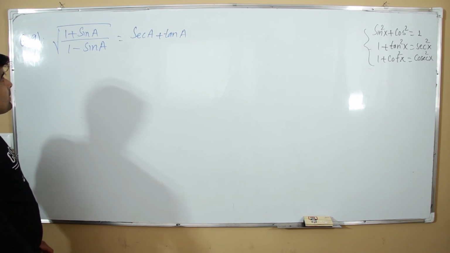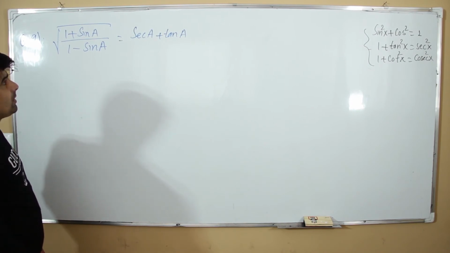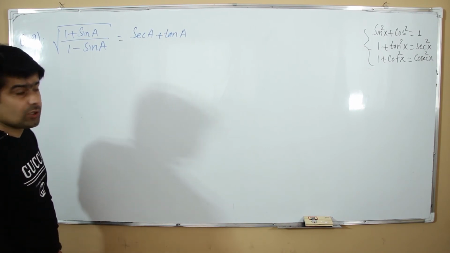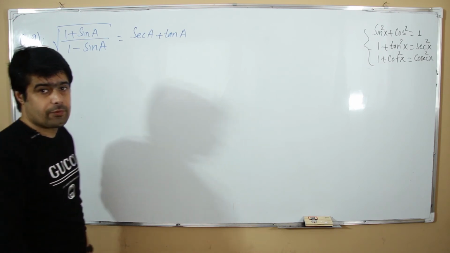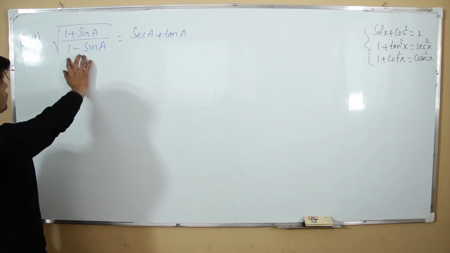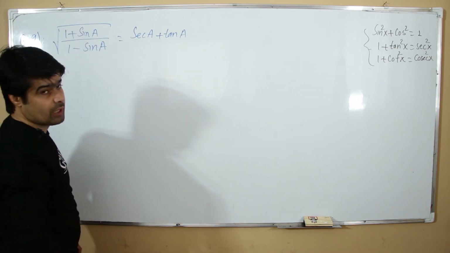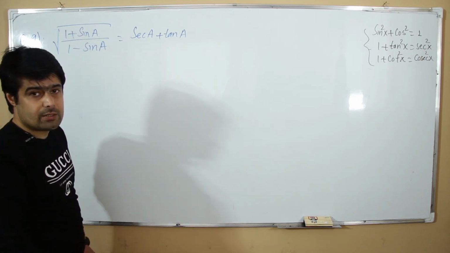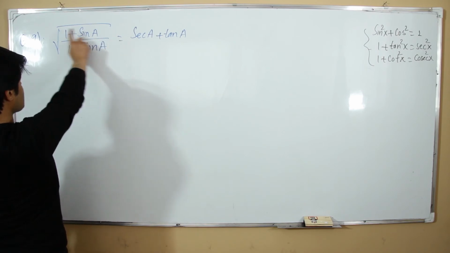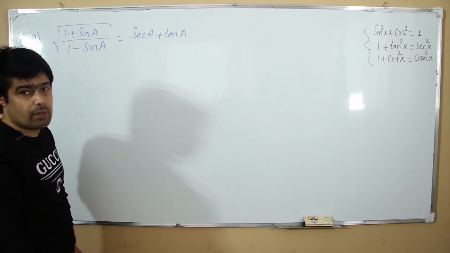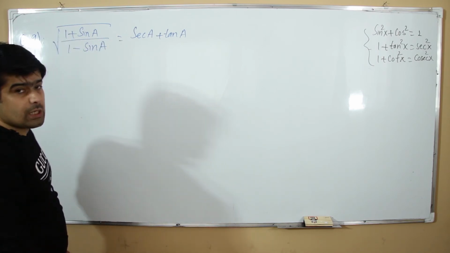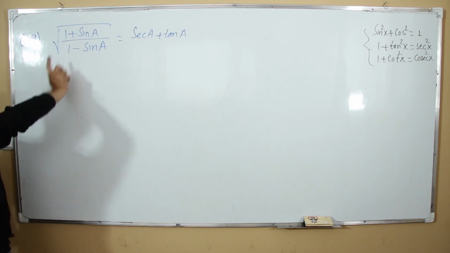Question 9. 1 plus sine A divided by 1 minus sine A is equal to secant A plus tangent A. What should we do? First, in LHS we have root 2. In RHS we don't have. It means we have to find something that should cancel this root. Am I right or not? So that one is the square of the numerator and denominator.